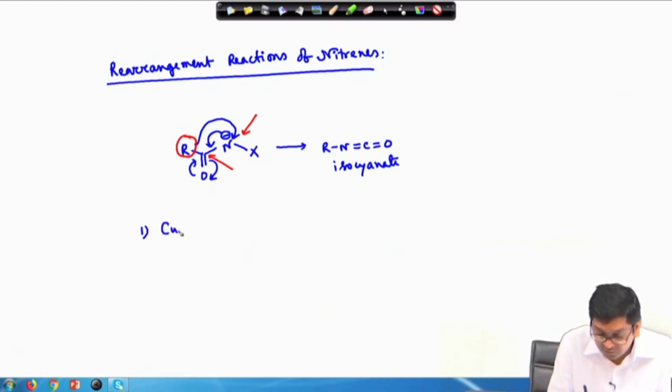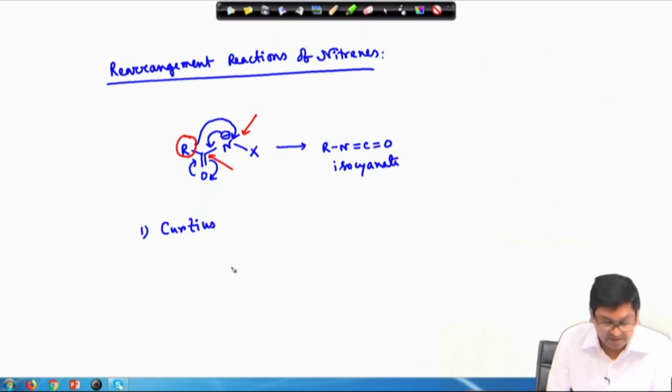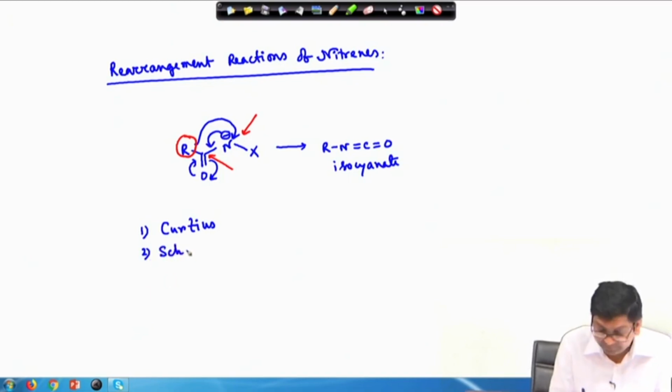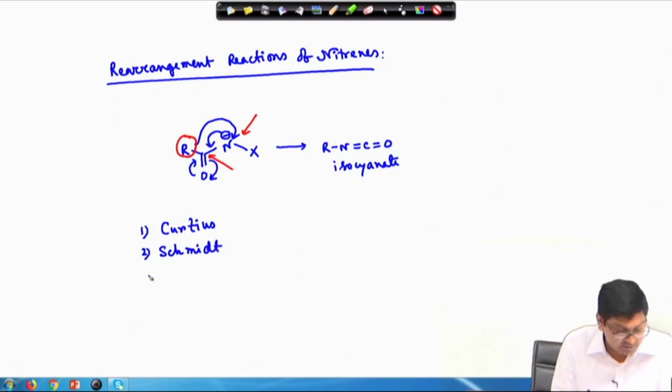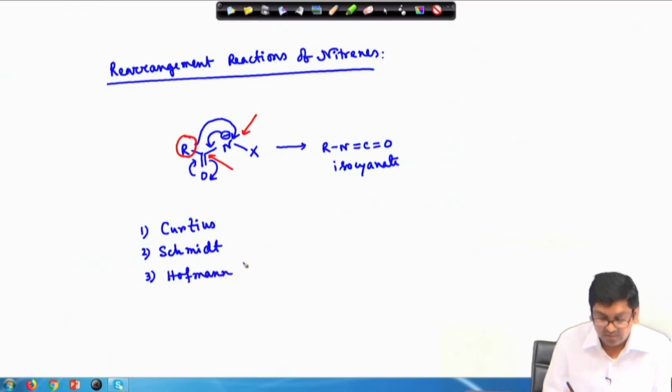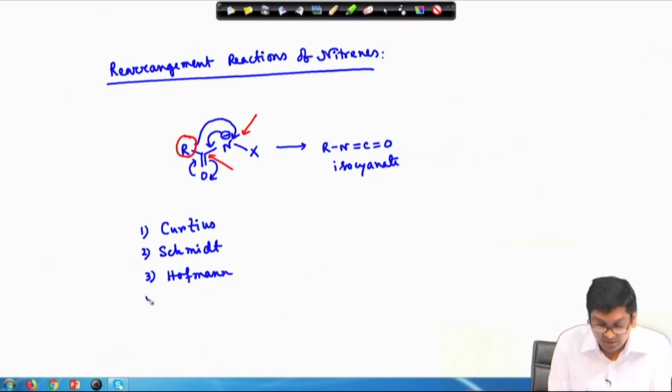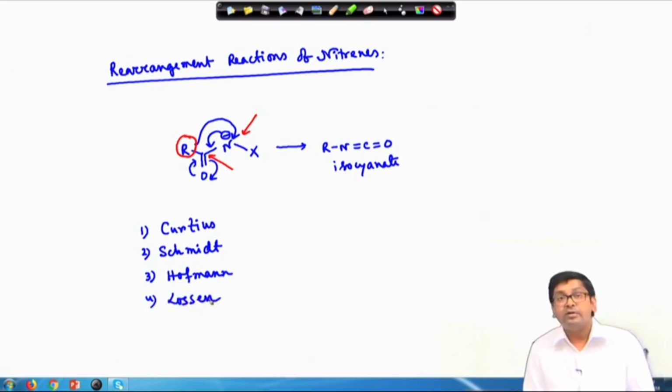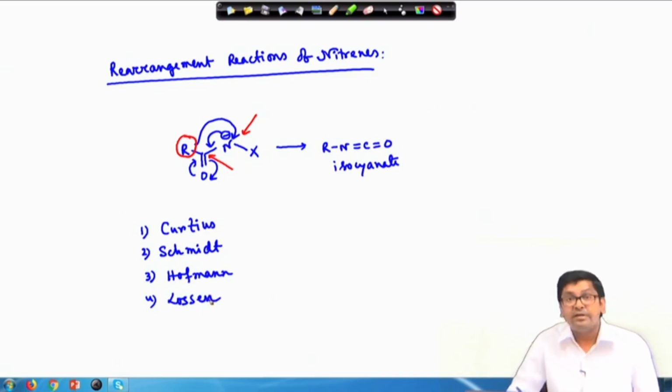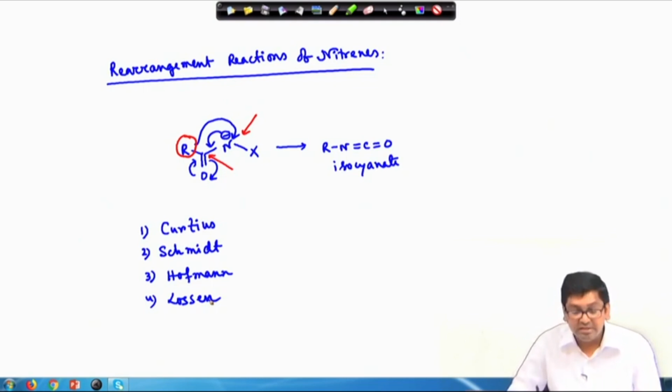One is called the Curtius reaction, next is the Schmidt reaction, number 3 is the Hofmann rearrangement reaction, and 4 is called the Lossen reaction. So, Curtius rearrangement, Schmidt rearrangement, Hofmann rearrangement and Lossen rearrangement, these 4 types of reactions are associated with electron deficient nitrogen species.